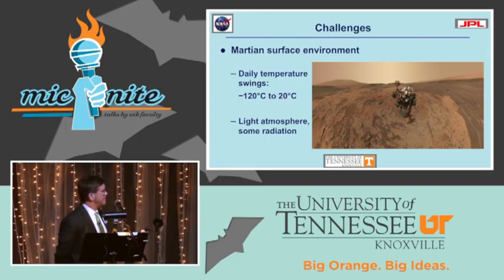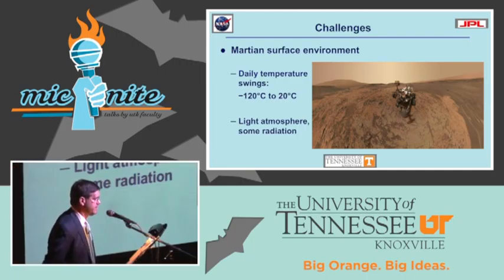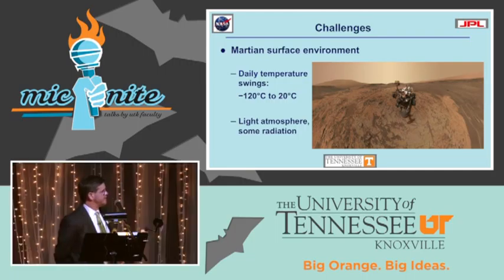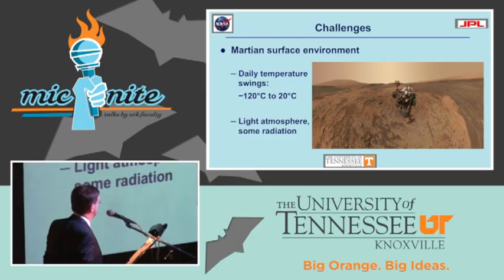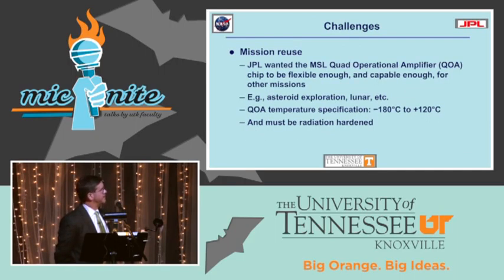Now, this Martian environment has temperature swings from -120 to 20 degrees C. Some people would argue down to -140 degrees C. Also light atmosphere and some radiation. So it's a tough place. Property values are still cheap. Get in while you can. I was hoping that, okay, good.